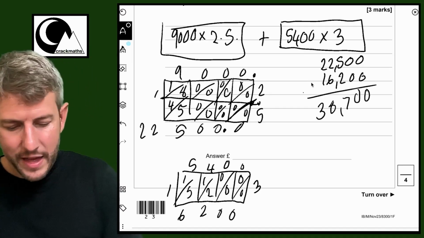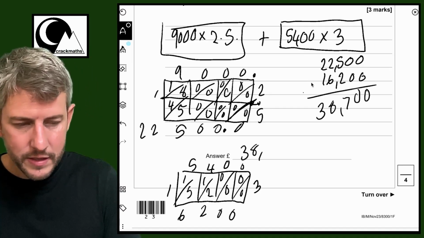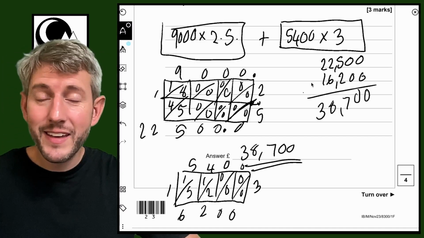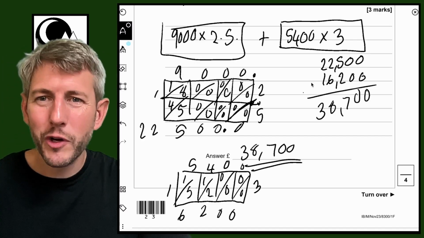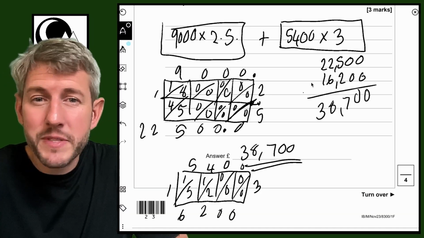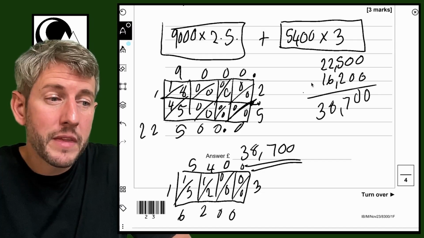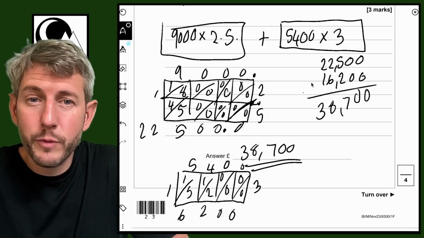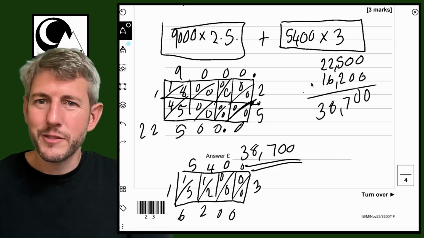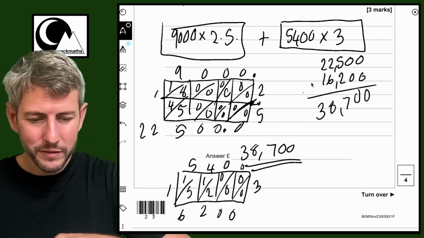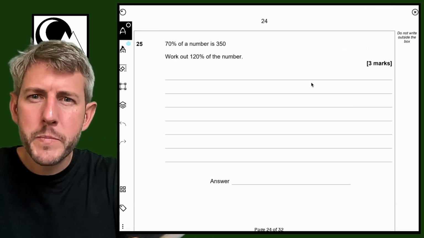3. So the answer will be £38,700. Okay, and in the mark scheme, they've got a window in which they'd accept. Their window is, they're saying that they'll accept anything between 38,400 and 39,000. So luckily, we are in the window. So let's continue on. Right, question 25.